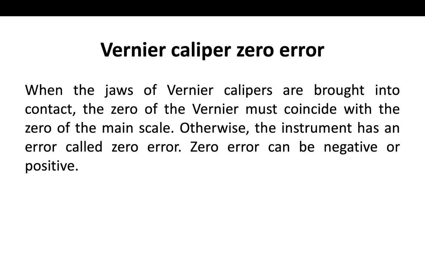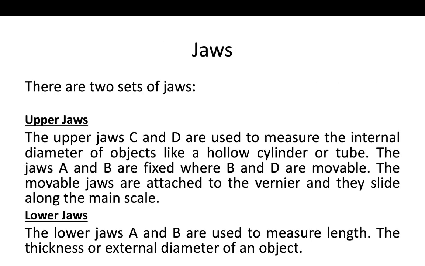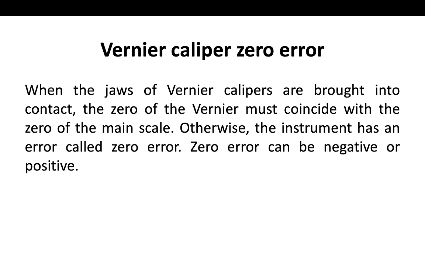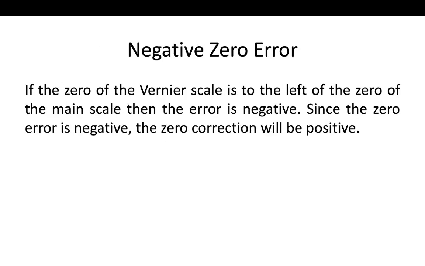For the vernier caliper, what is zero error? When the jaws of the vernier caliper are brought into contact, the zero of the vernier scale must coincide with the zero of the main scale. Otherwise, the instrument has an error called zero error, and it can be negative or positive.